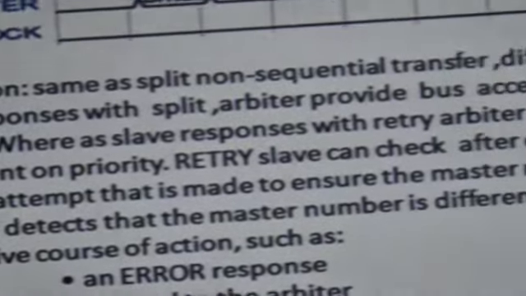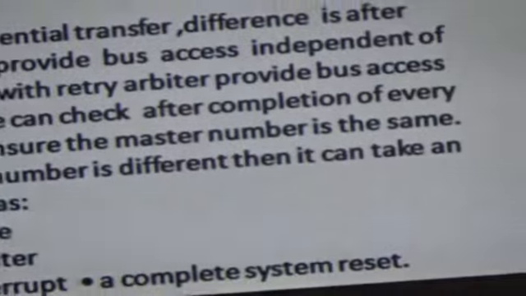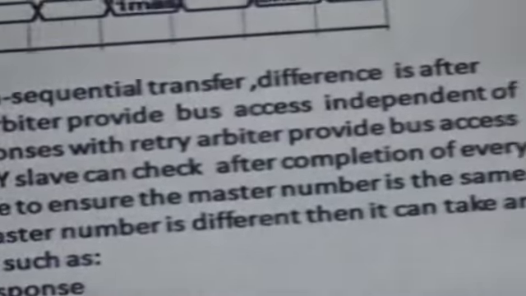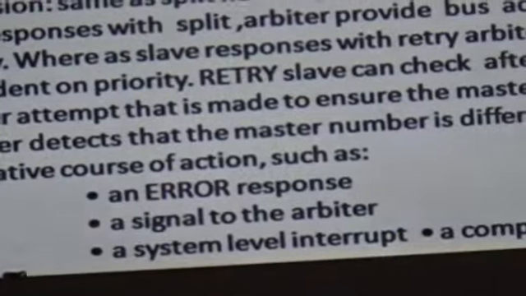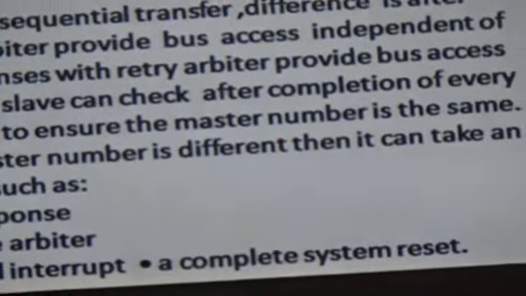The retry slaves can check after the completion of every transfer attempt that is made to ensure that the master number is the same. If it ever detects that the master number is different, then it can take an alternative course of action such as error response, signal to arbiter, system level interrupt, and complete system reset.